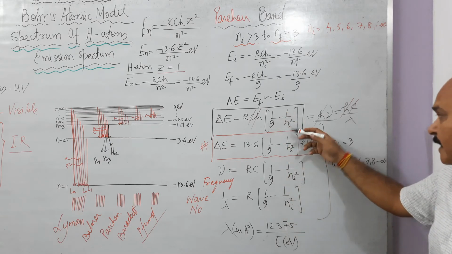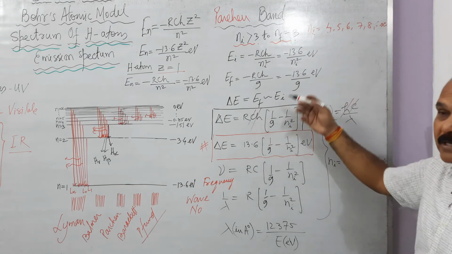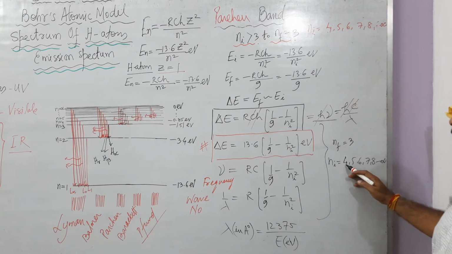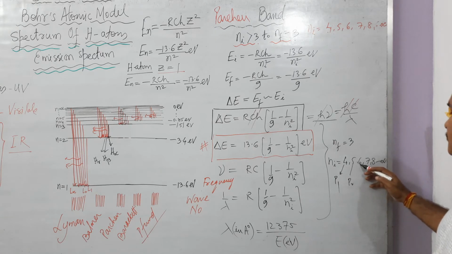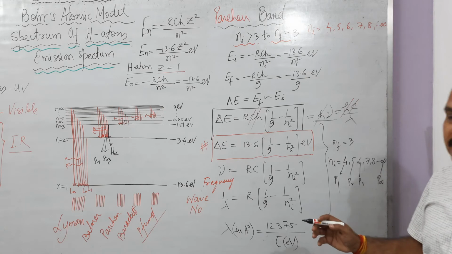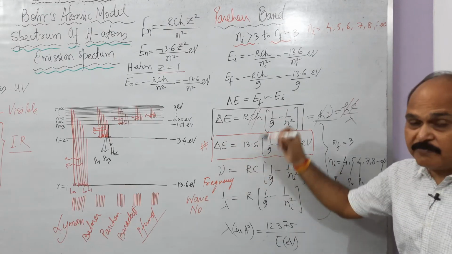But remember, Ni is increasing by 1 as we move from Lyman to Balmer, Balmer to Paschen. Here, Ni has minimum value 4. For the 4 to 3 transition, we get the first Paschen line. From 5 to 3, the second Paschen line. From 6 to 3, the third Paschen line, and so on. From infinity to 3, we get the series limit. And for every Paschen line, we can find out energy, frequency, wave number, and wavelength.